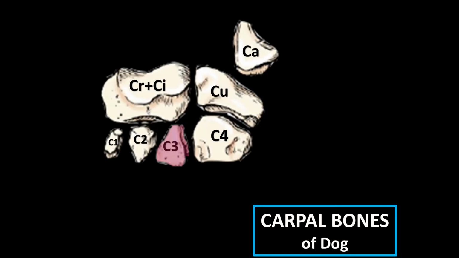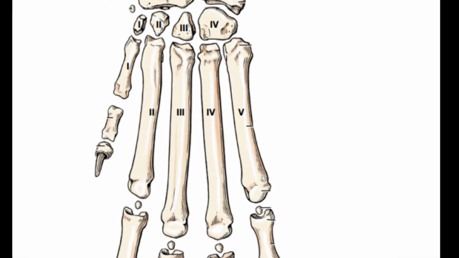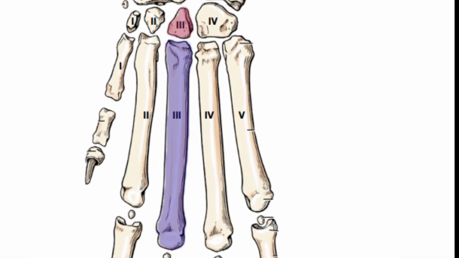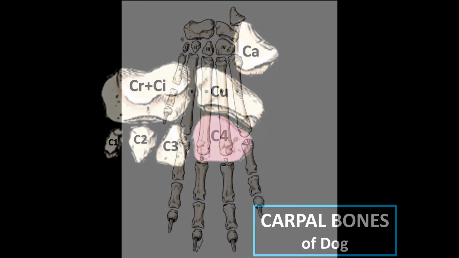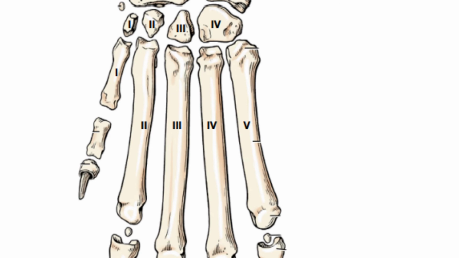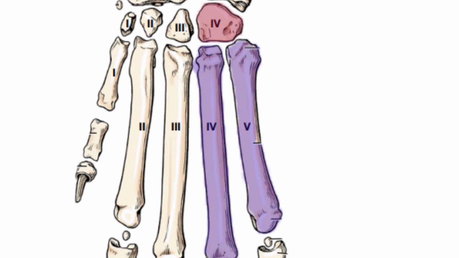Now the third carpal bone is somewhat like the second one, and distally it articulates with the third metacarpal bone. Similarly, on the medial side it has the second carpal bone, and laterally the fourth carpal bone is present. Now the fourth carpal bone, you can see that it is the largest in the row. Medially it articulates with the third carpal bone, and distally it articulates with the fourth and fifth metacarpal bones.